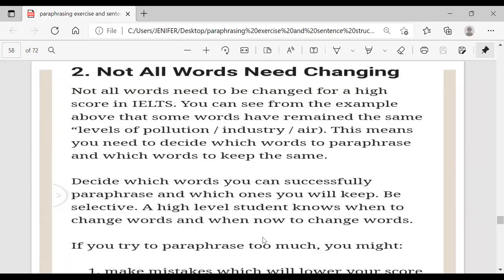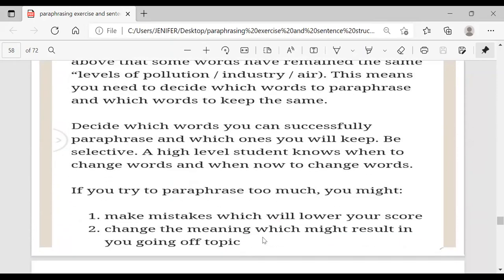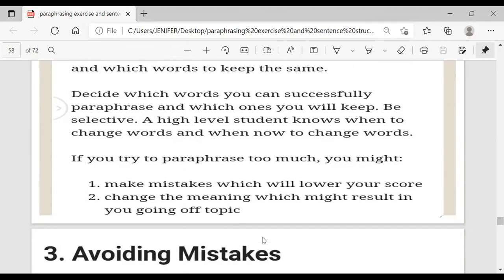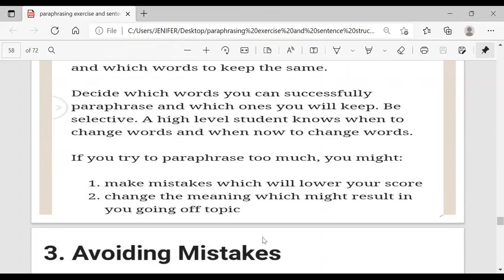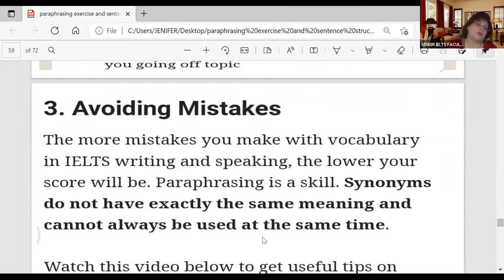Decide which words you can successfully paraphrase and which ones you will keep. Be selective. A high level student knows when to change words and when not to change words. If you try to paraphrase too much, you might, first, make mistakes which will lower your score. Second, change the meaning, which might result in you going off topic. Yes, don't go off the topic.